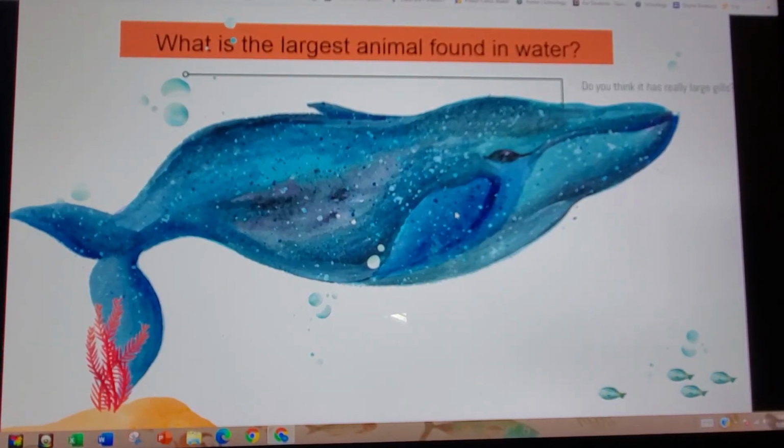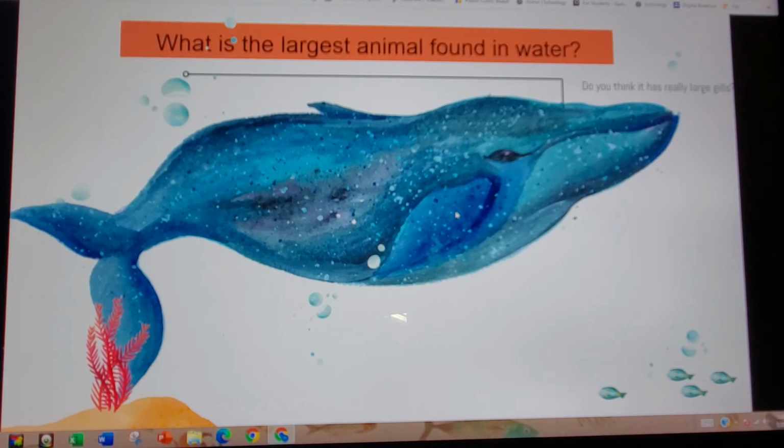So that's the end of our notes, but I have a question here for you. What is the largest animal found in water? What does it look like? Yeah, big blue whale. And the question over there is, do you think it has really large gills? How big do you think the gills of a whale are?